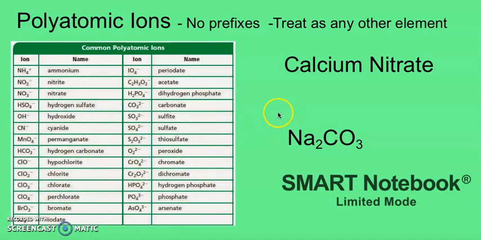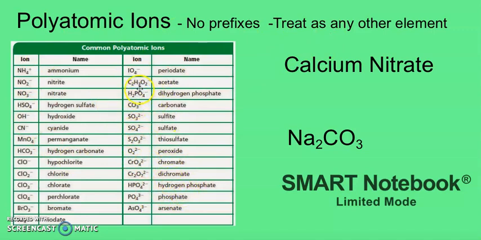Now here's some things to remember. You don't use any prefixes on any of these polyatomic ions like you would with covalent bonds. We're not going to have dinitrogen trisulfides and stuff like that. It already has its name. So you're going to use the name of the other element and this. And you would treat these like any other element.